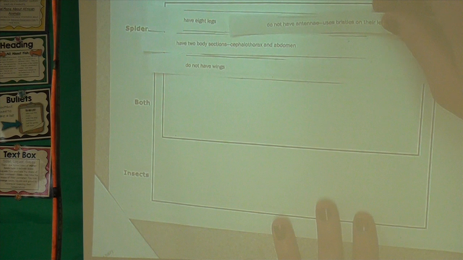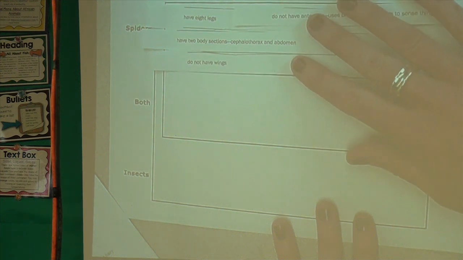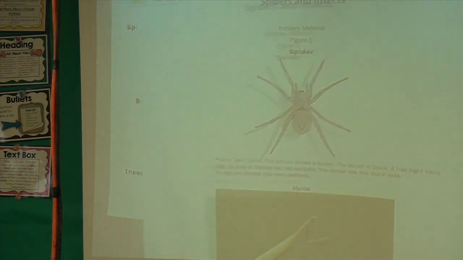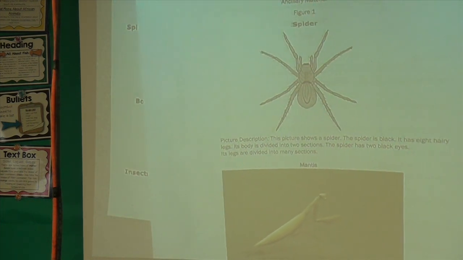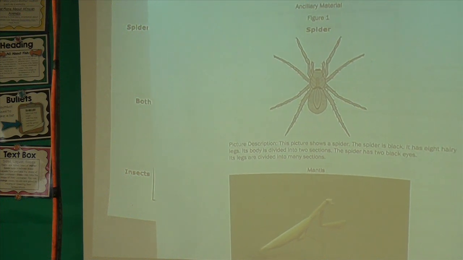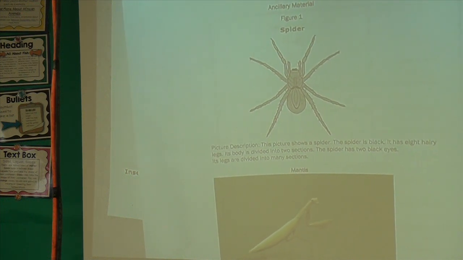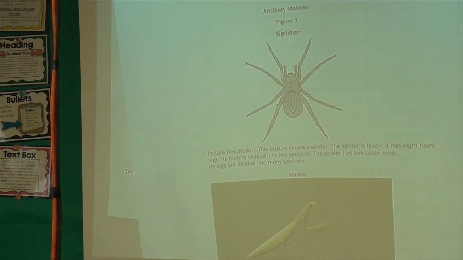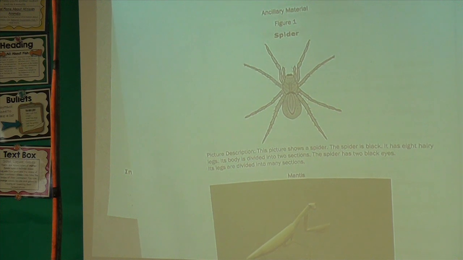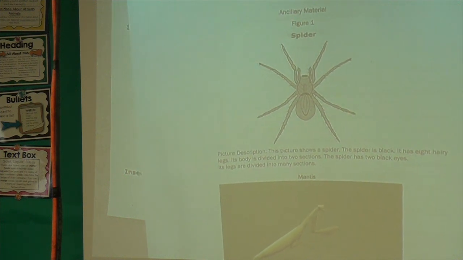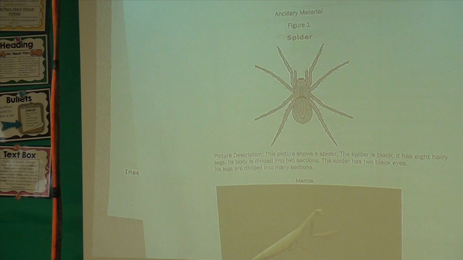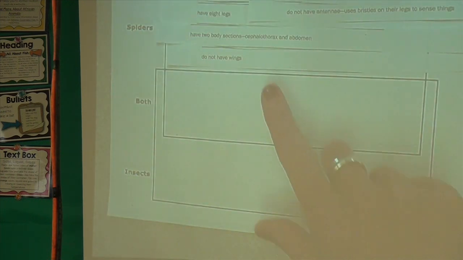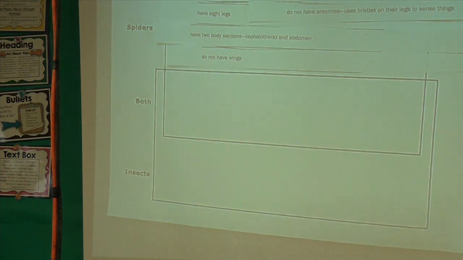All right. So what else do we know to be true about spiders? Look at our picture. We have some other options over here. Victor? They don't have wings. They do not have wings. Did we get that one already though? Yeah, we have they do not have wings. Okay.